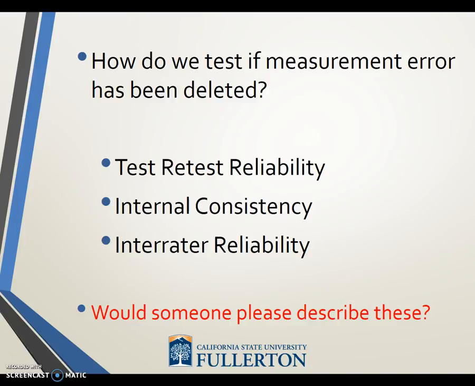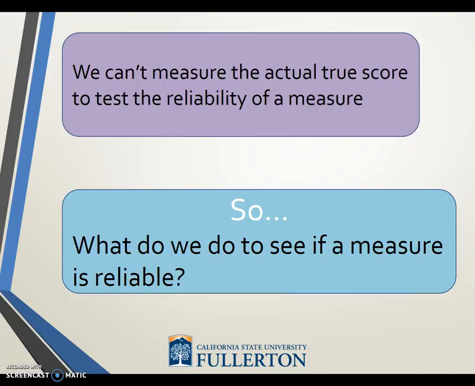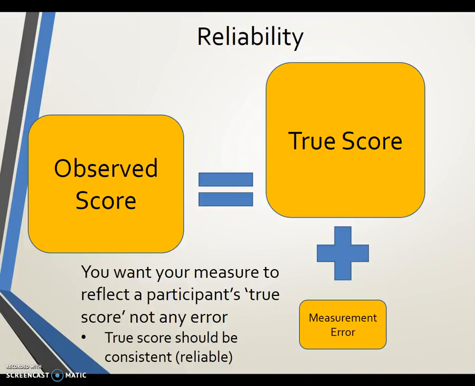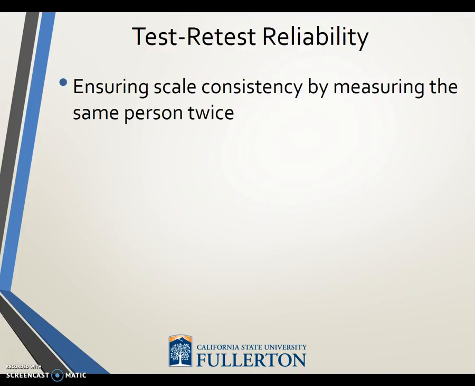So when we're talking about being consistent with a measure, making sure it's measuring the same thing over and over again, that it's being reliable, one way we can test if it is by using test-retest reliability. So we ensure the scale is consistent by measuring the same person twice. So we measure one person, or it could be one group of people. We give them a pre-test, and we give them a post-test. Well, I guess scratch that.